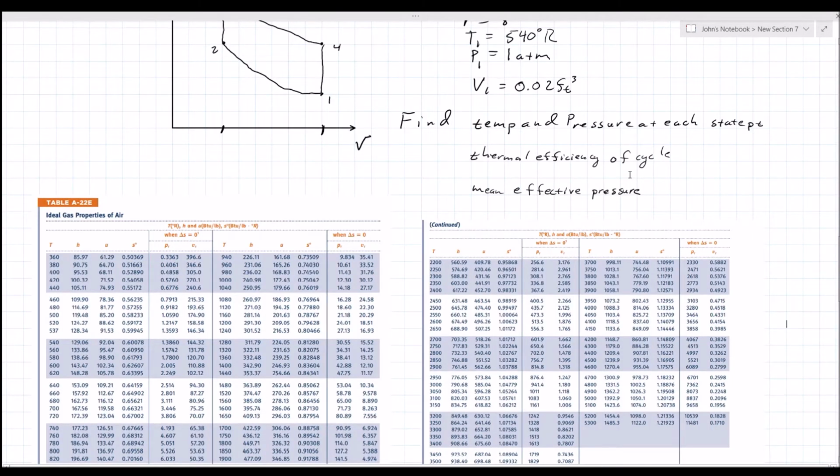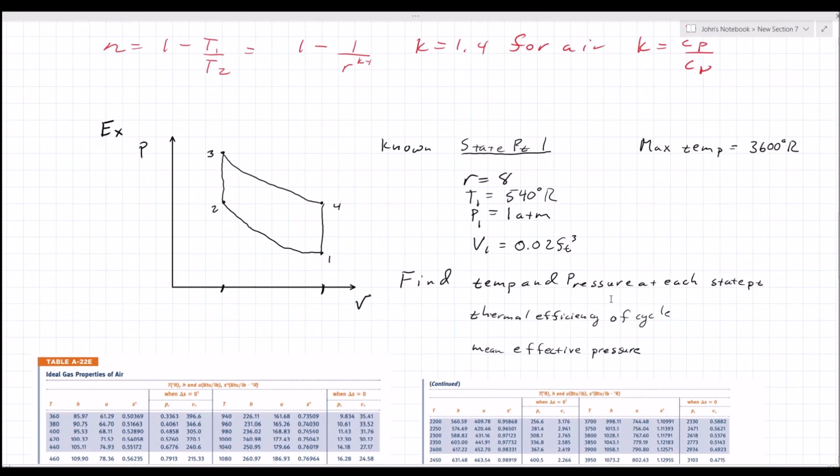Hello everyone, so here's the problem that we shall be doing today. We have an Otto cycle here. We know the values of state point 1. You might have noticed we're doing imperial because, you know what, why not? This is America. Gonna do imperial.